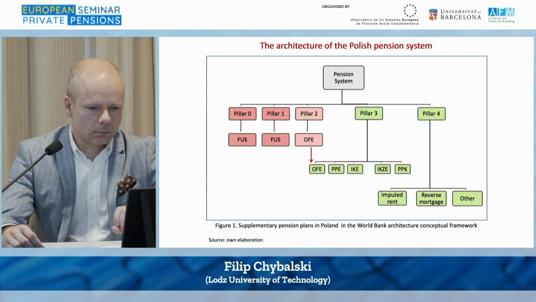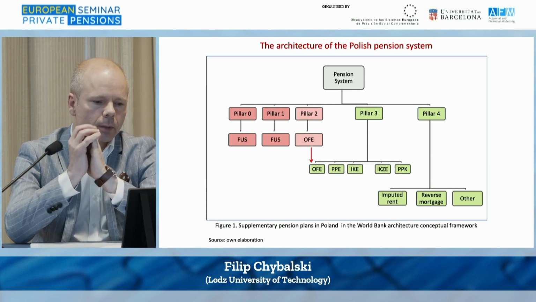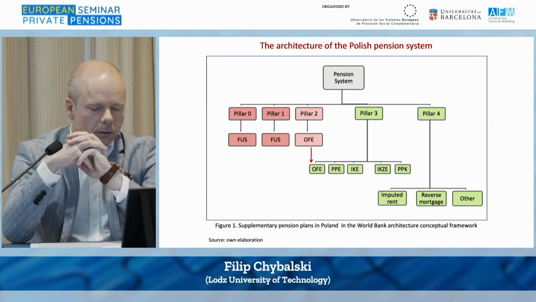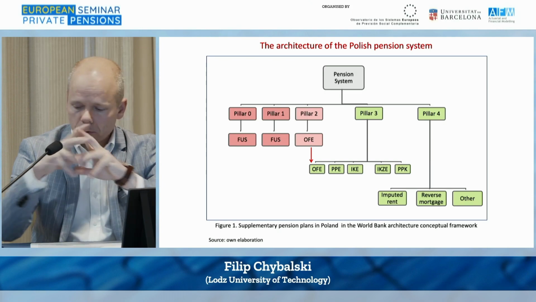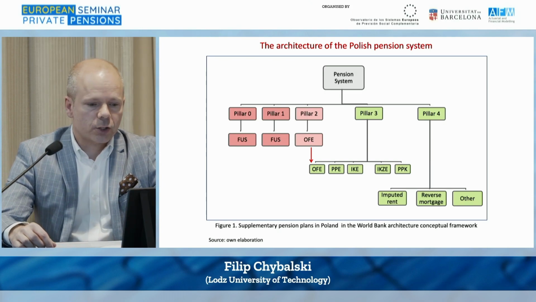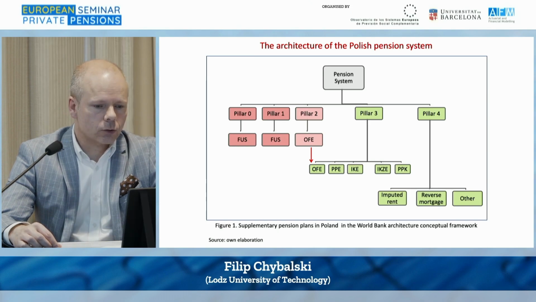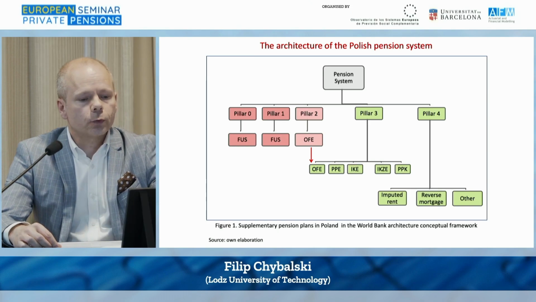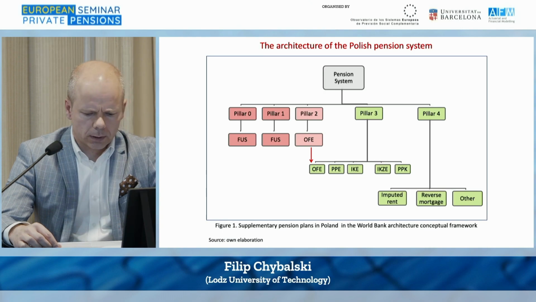So this is a graphical presentation of our pension system. Pillars 0 and 2 are compulsory, and pillars 3 and 4 are voluntary. And as you see, open pension funds, so-called OFE, moved from the second pillar to the third pillar now.